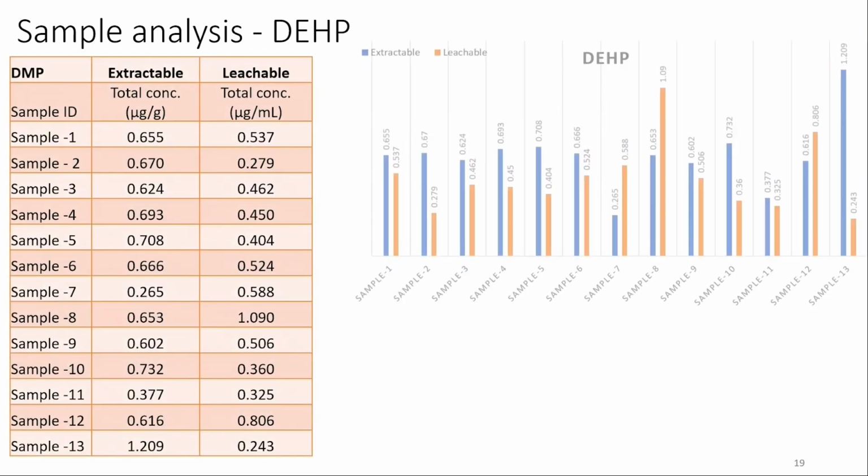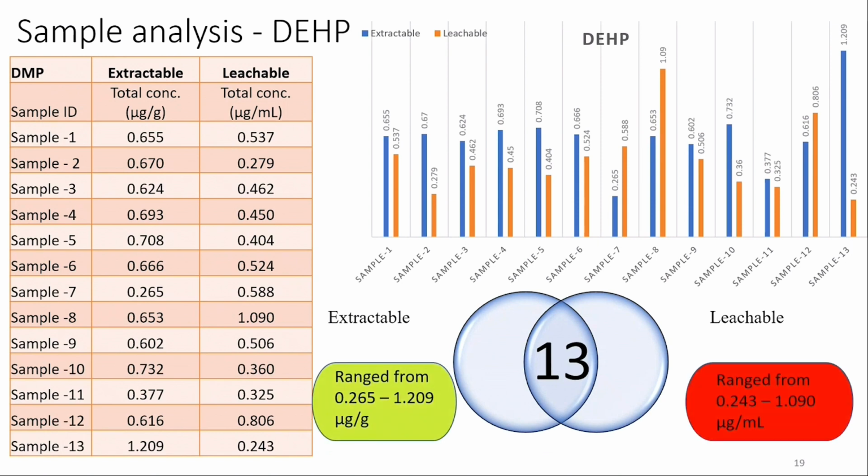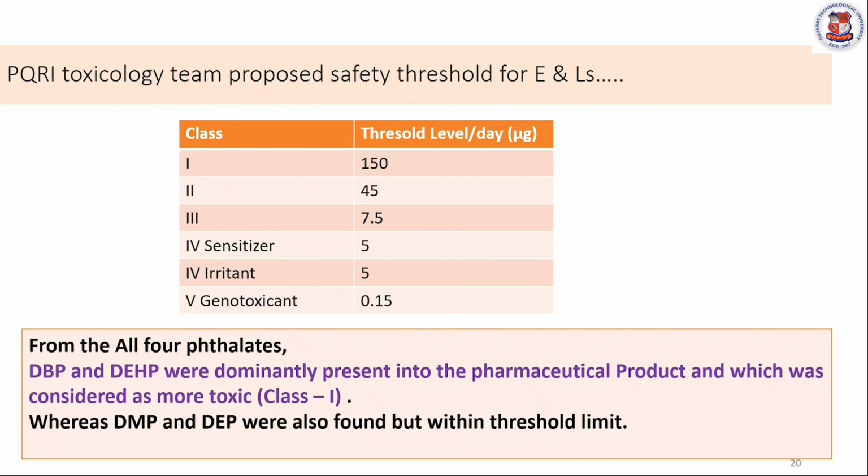In DEHP, we will be surprised: all the samples have a content of DEHP, which is the most dangerous, and we can say carcinogenic, compound among all the phthalate category, and which we have found in all the products.